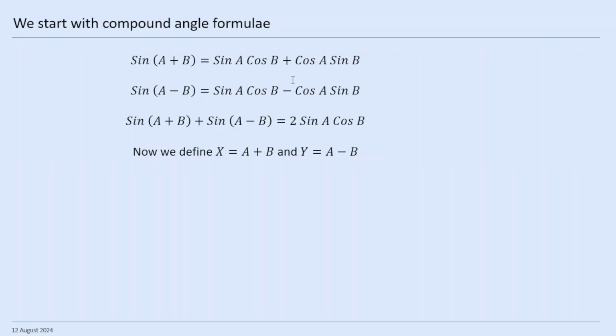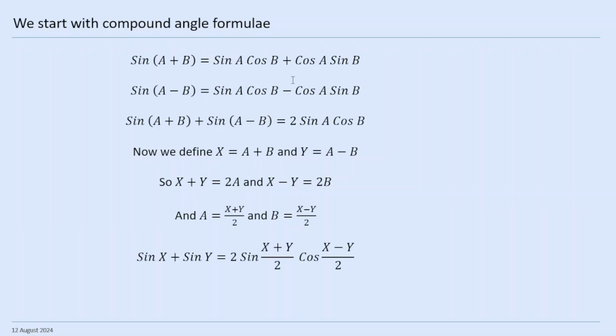And the next thing we're going to do is define x to be a plus b and y to be a minus b, which looks like it's going to help us. Then when we add x and y, we get 2a, and when we subtract them from each other, we get 2b. Divide both sides of both equations by 2, and we get a equals (x plus y)/2 and b equals (x minus y)/2. Then we can substitute all of that into the above.